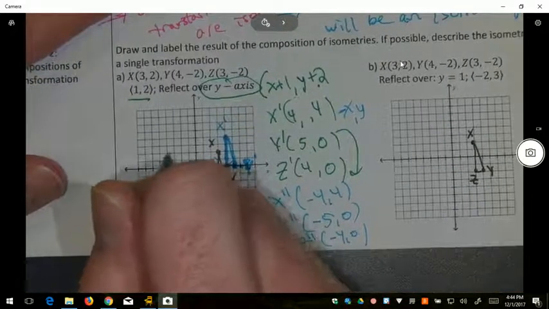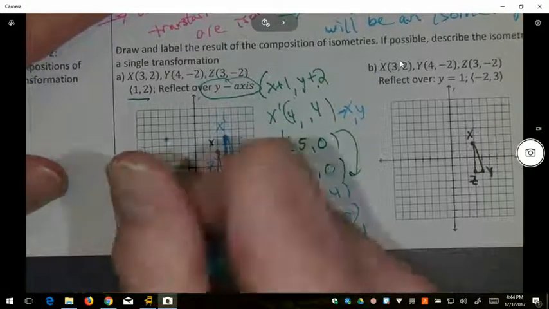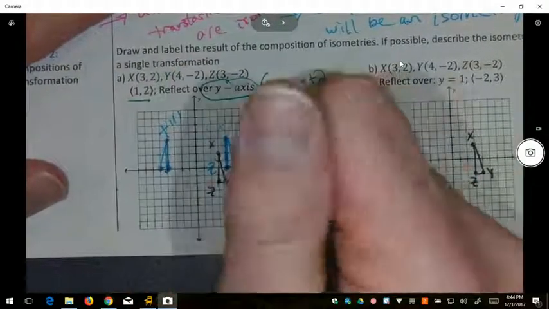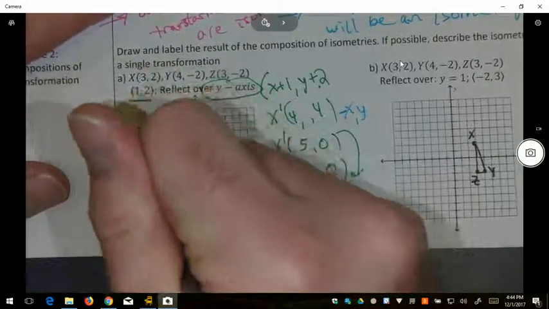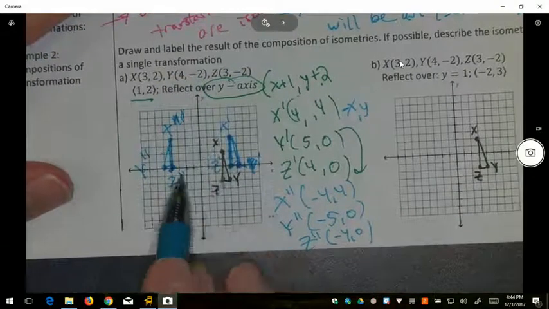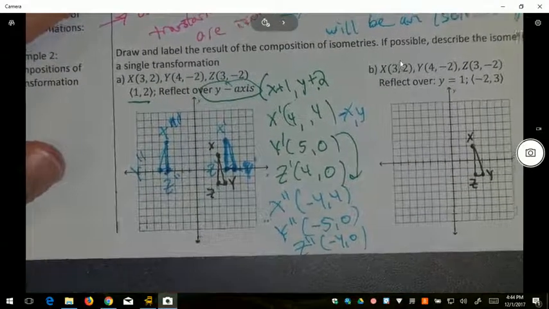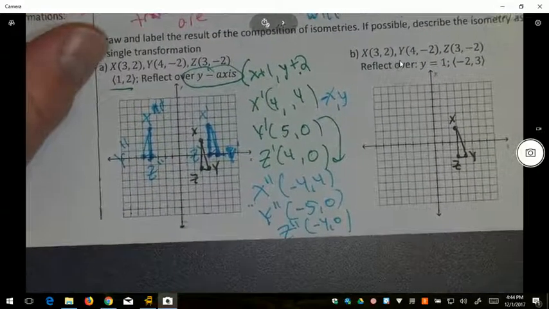Negative 4, 1, 2, 3, 4. Negative 5, 0. Negative 4, 0. So there's x double prime, y double prime, z double prime, and you can see that these are the same distance from the y-axis. So our algebra rules can save us some time, especially later if we're asked to describe them.